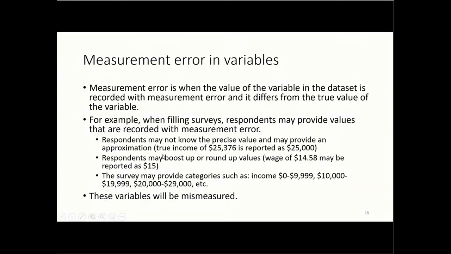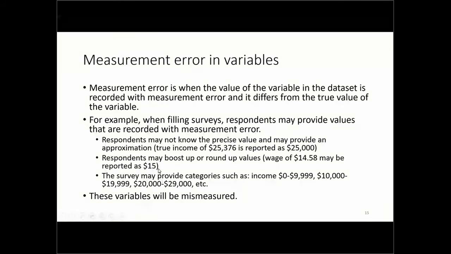So for example, if a true income of somebody was 25,376, but you ask them what was your income last year, they may report it as 25,000 if they don't check their records. They would just round it up. And respondents also may boost up or round up values. So say a wage of 14.58 may be reported as 15.